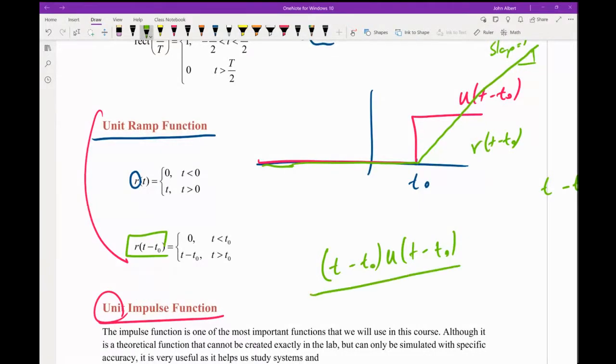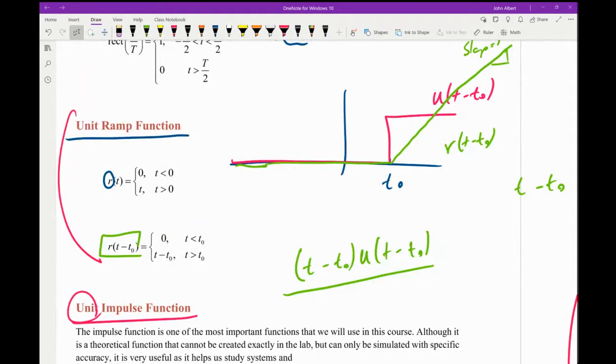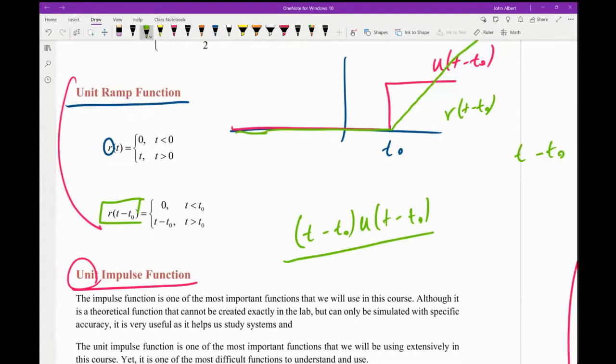Or basically, I can write it this way. Okay? So this is the unit ramp. Now, unit ramp, I'll write this later, okay? It's related to the unit step function. You notice that the unit impulse was related to the unit step function, either by derivative or integration. What do you think the relationship is between the unit ramp, this one, and u of t minus t0? Can anyone spot that relationship?